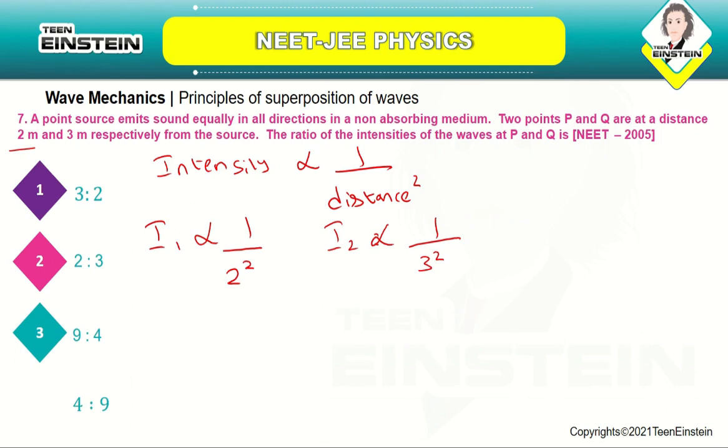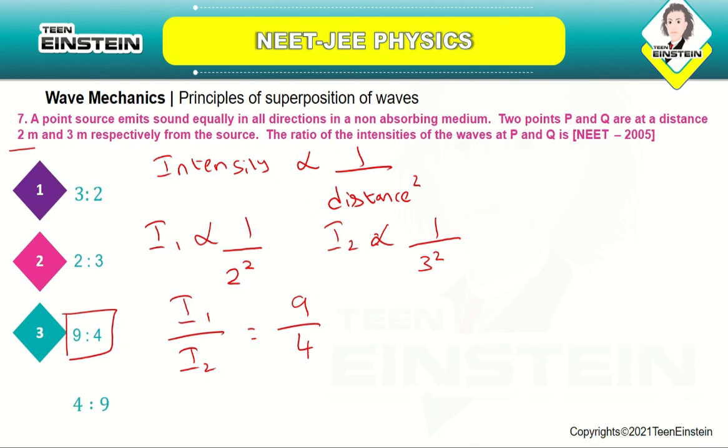So what they want us to find out is the ratio of the intensities of the waves. So I1 by I2 is equal to, this is 1 by 9 and this is 4, so it will become 9 by 4. So the correct answer is option number 3, 9 is to 4. So 9 by 4 is the correct option.